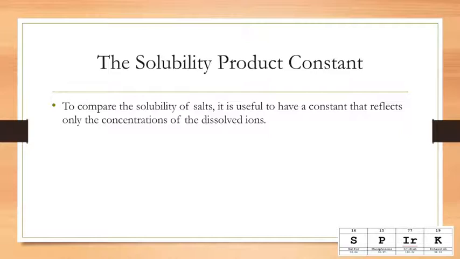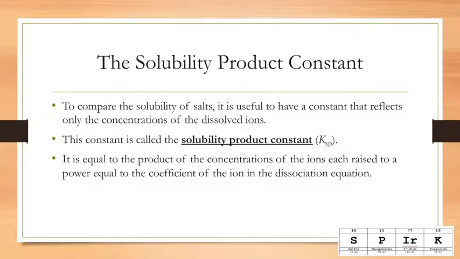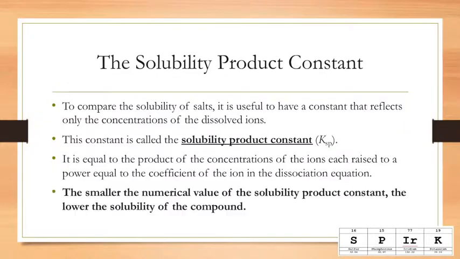To compare the solubility of salts, it is useful to have a constant that reflects only the concentrations of the dissolved ions. This constant is called the solubility product constant, or KSP. It is equal to the product of the concentrations of the ions each raised to a power equal to the coefficient of the ion in the dissociation equation. The smaller the numerical value of the solubility product constant, the lower the solubility of the compound.